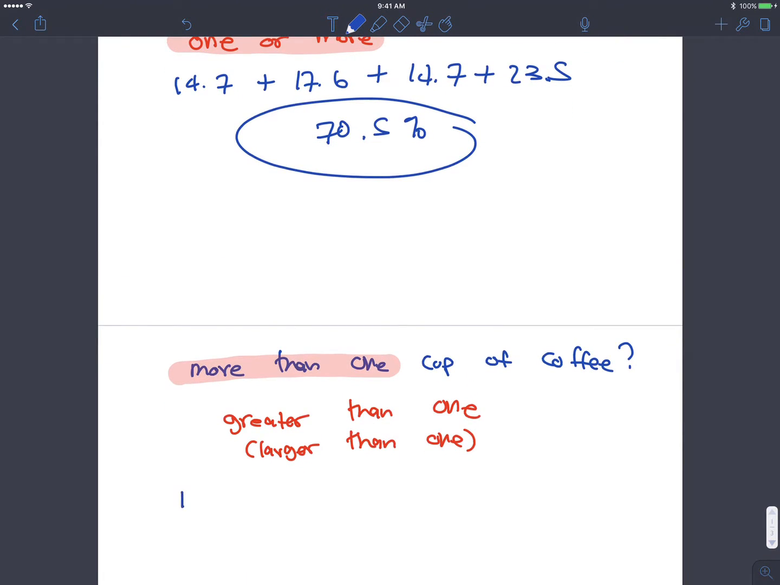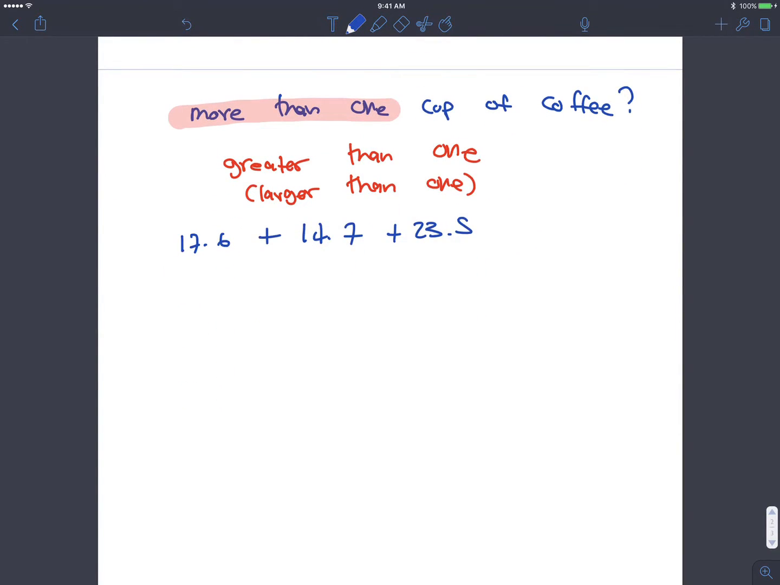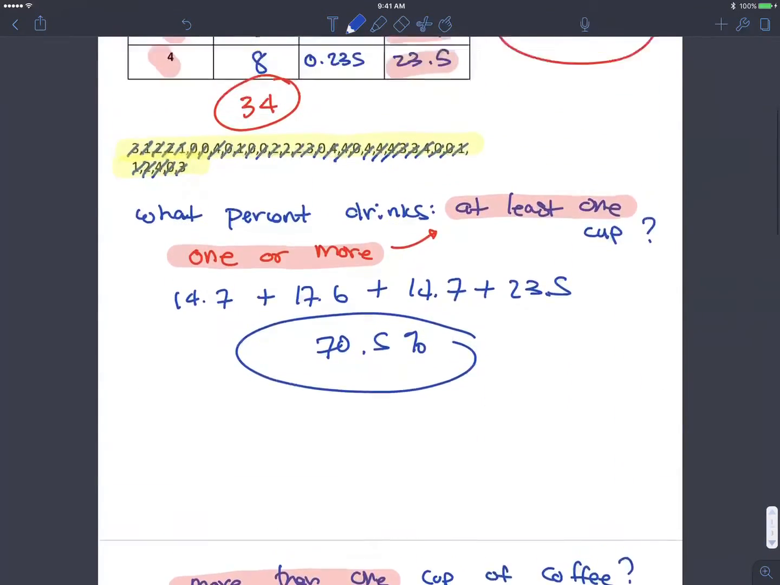So let's write this down. It's going to be 17.6 plus 14.7 plus 23.5. When I go through and add these values, we end up with 55.8%. So 55.8% of the sample drinks more than 1 cup of coffee in this particular homework question.